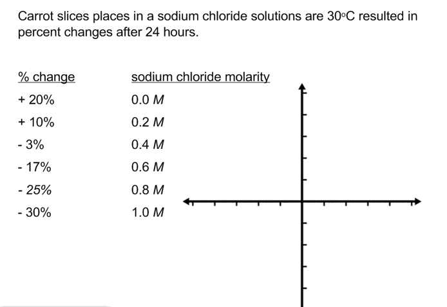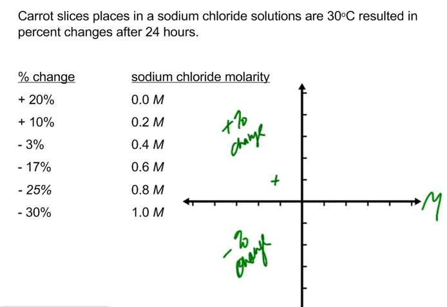You're going to need a full 4-quadrant graph, even though you're only going to be using quadrants 2 and 4. Okay, so over here we're going to say this is a positive percent change, and down here would be a negative percent change. I don't need to say percent twice. And then on the x-axis is going to be your molarity of sodium chloride. I just didn't put the sodium chloride part.